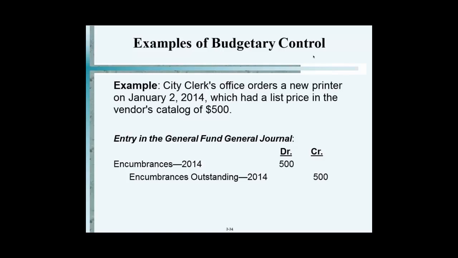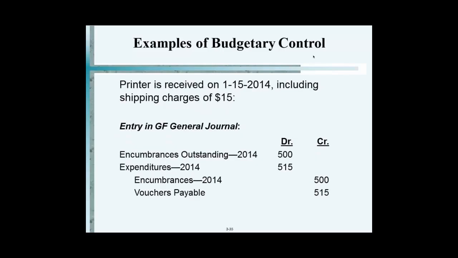Now, this entry is so simple. When you receive the item, so what was the cost of the item? 500, right? And the item came back and you received the item, you reverse the entry. You debit encumbrance outstanding and credit encumbrances. So you say, why do we do this? Again, as I said, we do this because as soon as we use the word encumbrance, we are reserving a certain amount in the account as commitment so that it cannot be overspent. We'll take a look at that. Look at this for a moment.